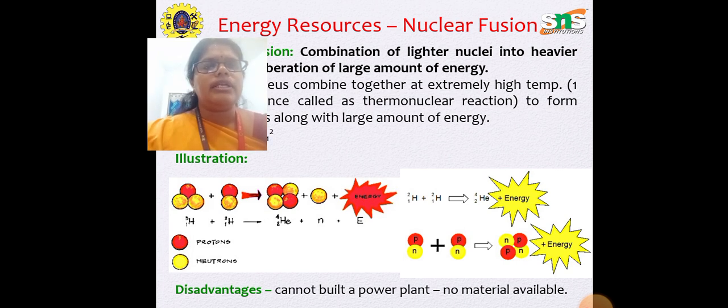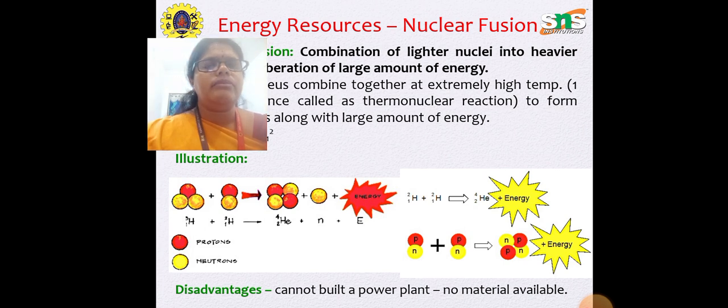The lighter nuclei combine together at an extremely high temperature, around 1 billion degrees centigrade. Because these types of reactions take place at a very high temperature, they are also called thermonuclear reactions, to form the heavier nucleus along with the release of a large amount of energy. In this illustration, we'll see deuterium forming helium with the emission of a large amount of energy.